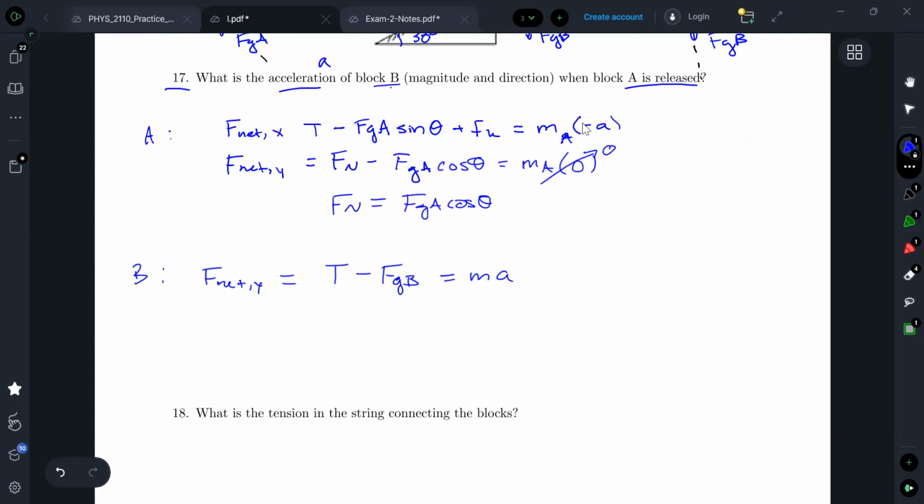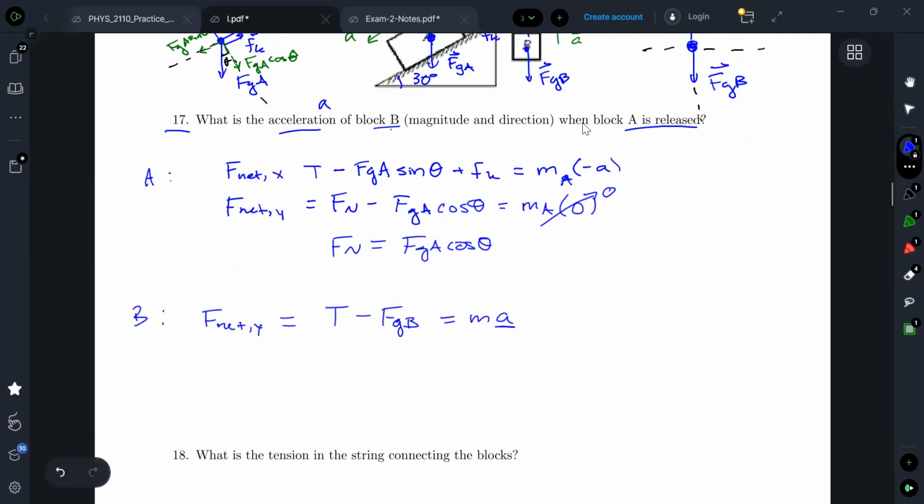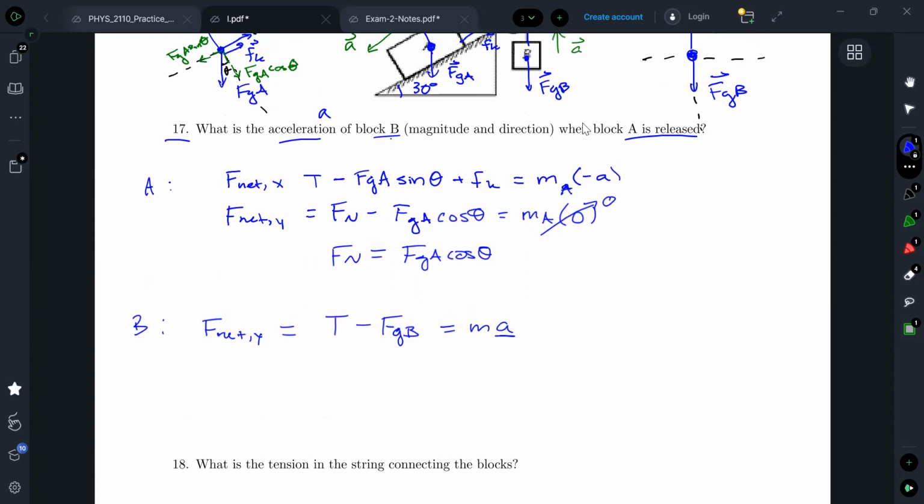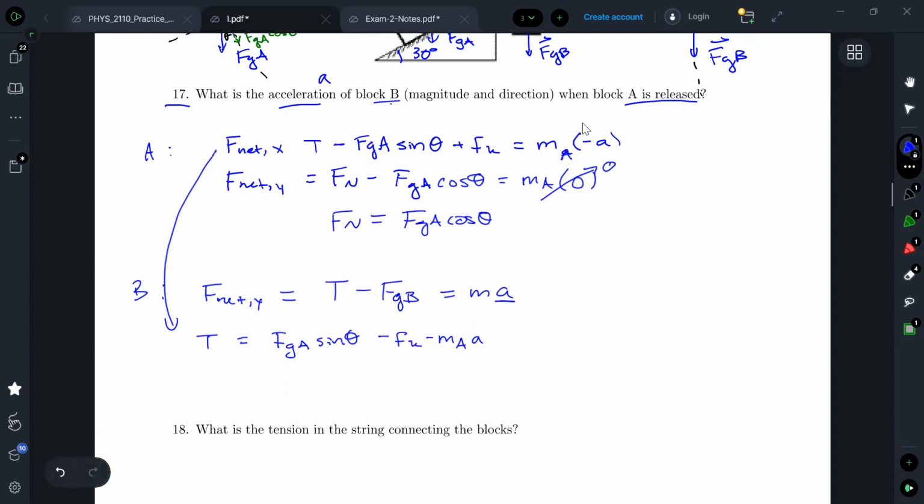And so I want to find that. I then need to eliminate tension because I don't know it, although it's asked for in the next bit. I want to find acceleration. So how can I get rid of tension? Well, I've got the tension on one side, and I'm going to put everything else on this other side: equals FGA sine theta minus FK minus mass of A times that acceleration, because that was negative.